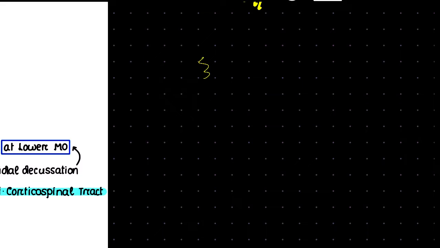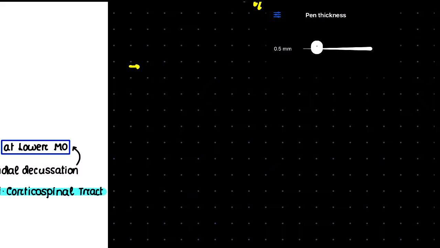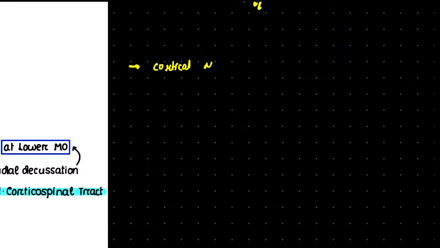Now let's begin our discussion from the cortical motor areas. Why are we saying cortical motor areas? We are saying it because motor areas are found in the cortex.